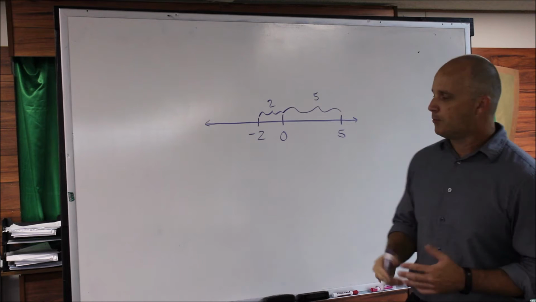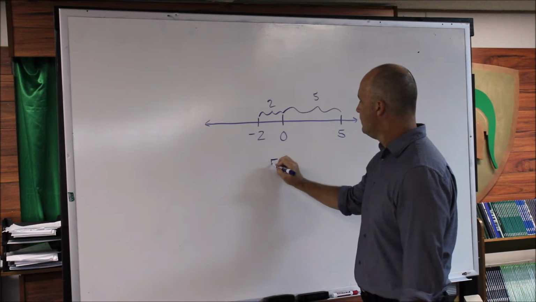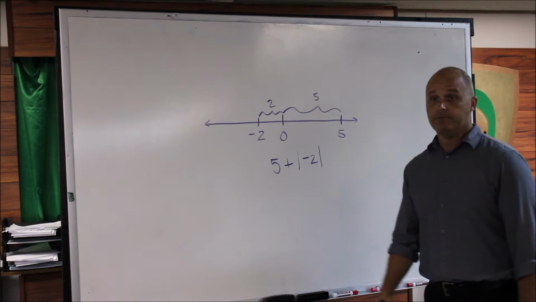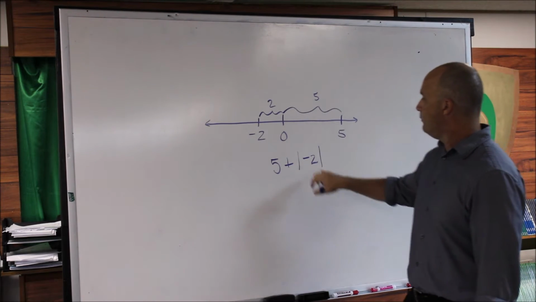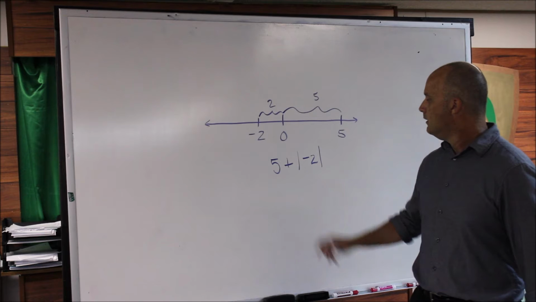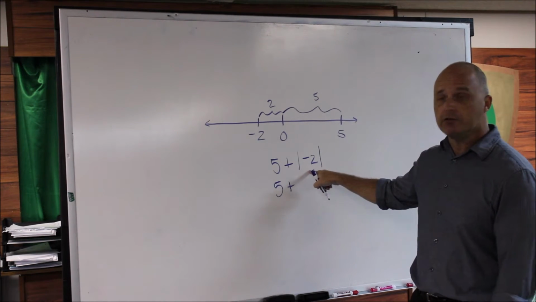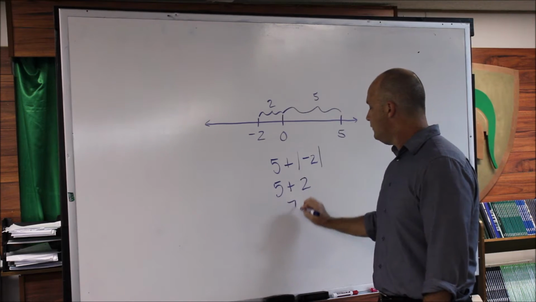Now what we can do to express this is we can say 5 plus the absolute value of -2. So we've got our point here 5 and we've got our point here -2. So this would become 5 plus the absolute value of -2, which is 2. And so you can see that we've got a distance of 7.